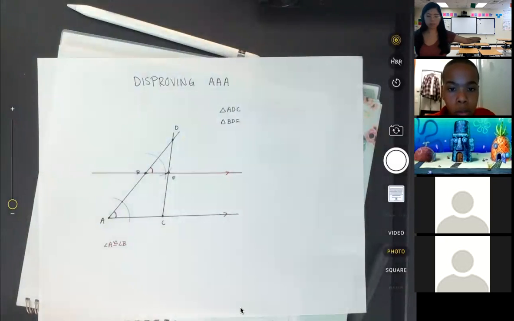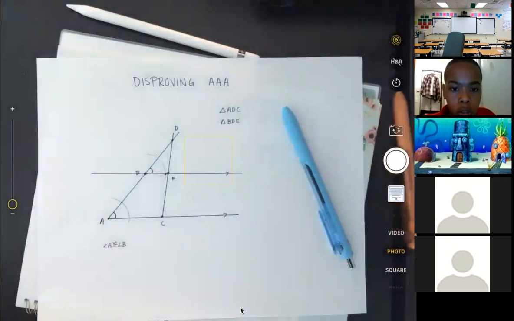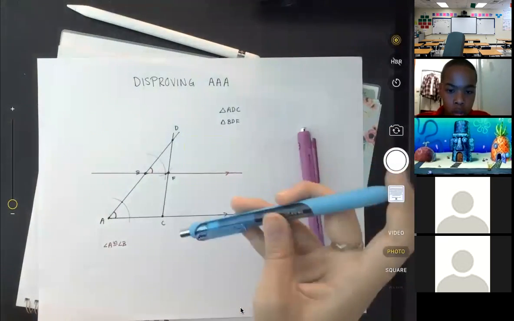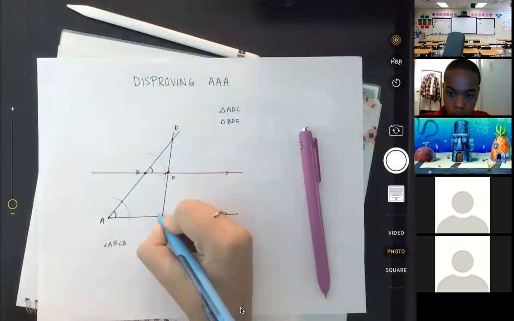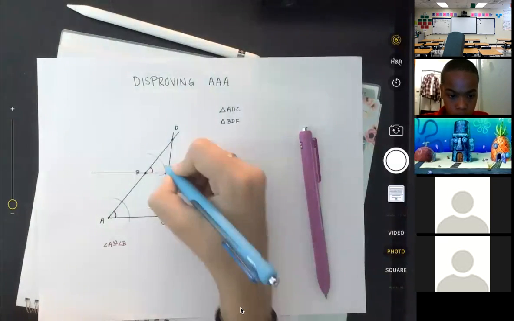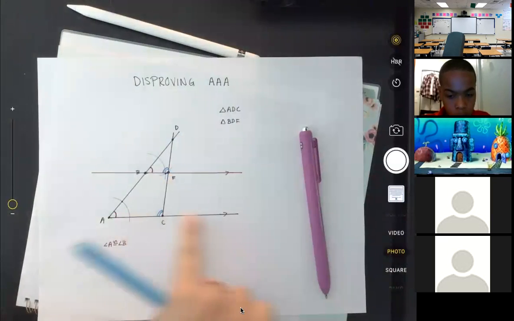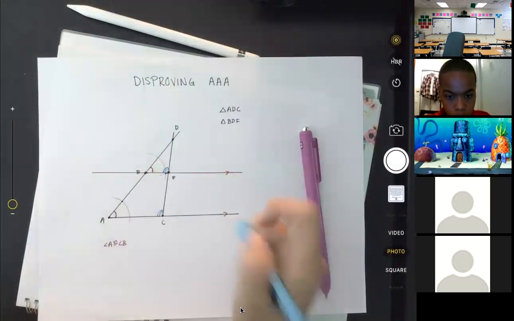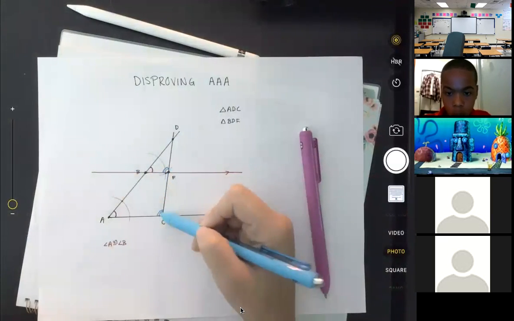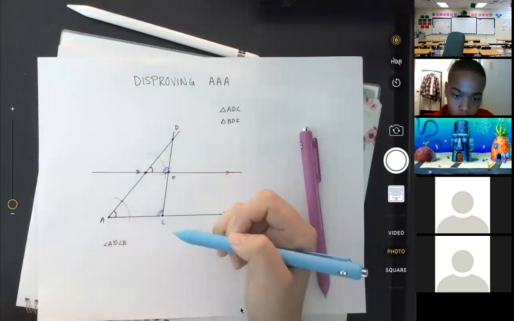Coloring with Miss Lopez. Okay, what about angle C and angle F? Are they congruent? No. But remember, these two lines are parallel. What are these to each other? Corresponding. Also corresponding.